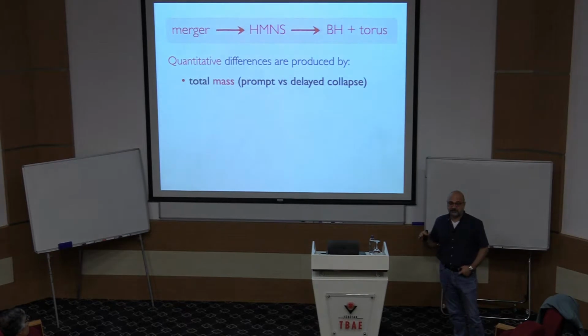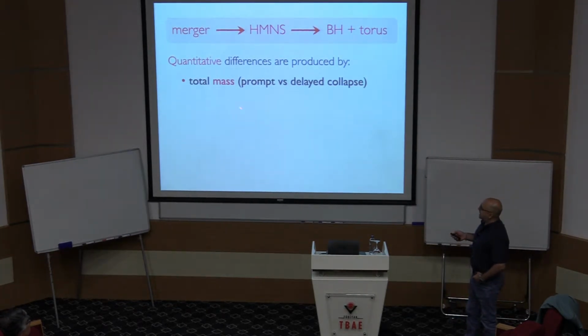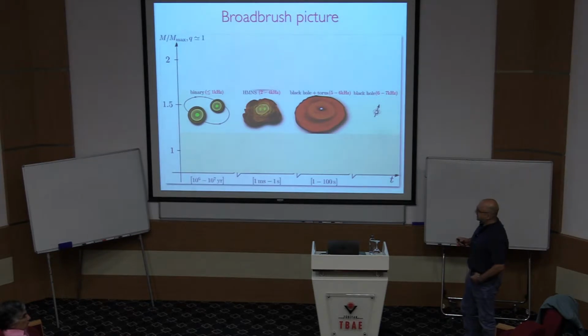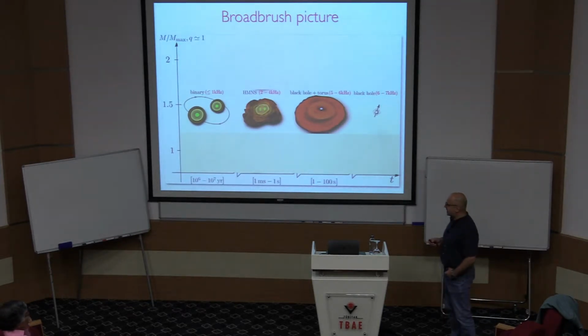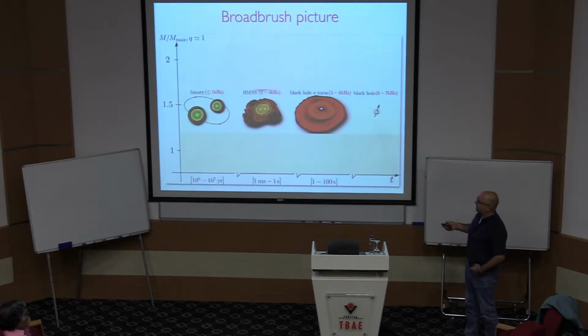What are the possible changes or the degrees of freedom in this picture? One is the total mass of the system, which is responsible for prompt versus delayed collapse. To explain this better, I've made this cartoon where I have time on this axis, and I have the mass of the system, m, normalized to the maximum mass that a star can support.